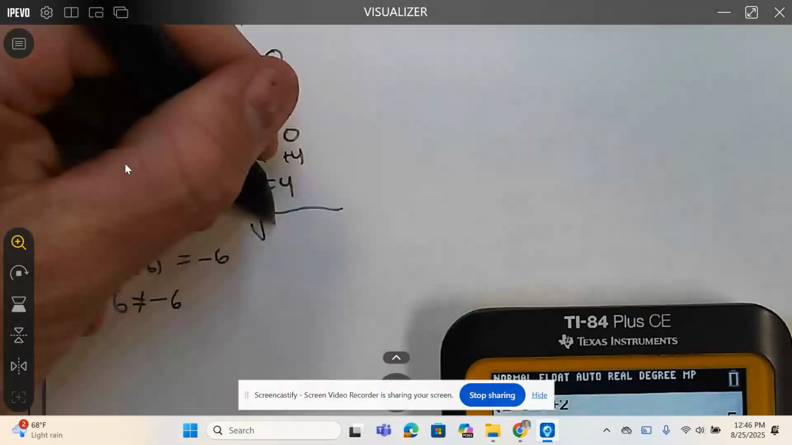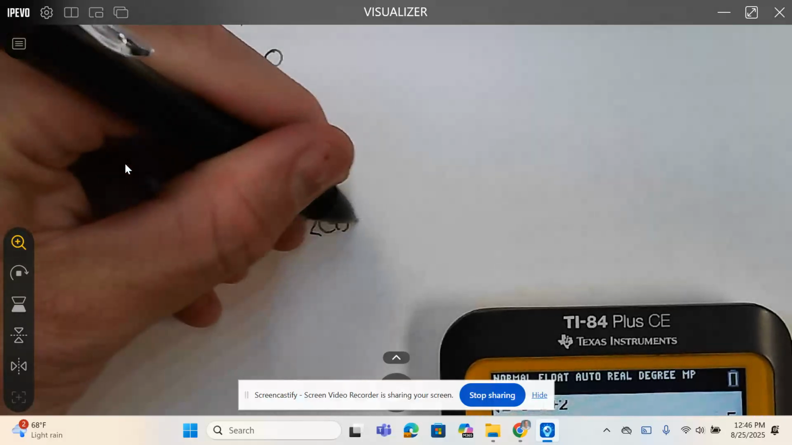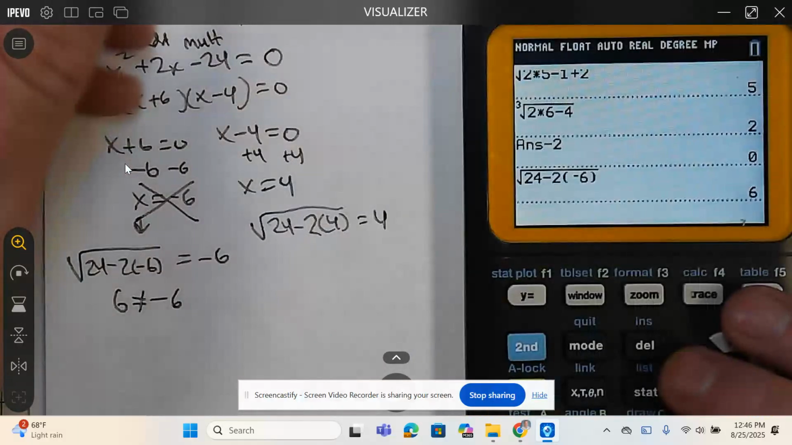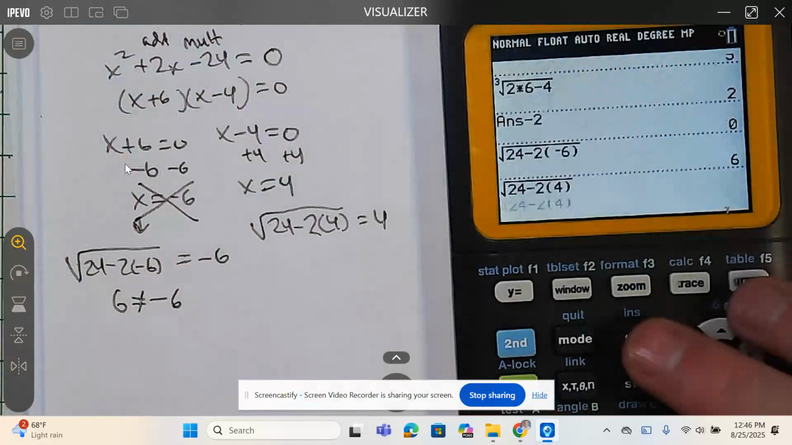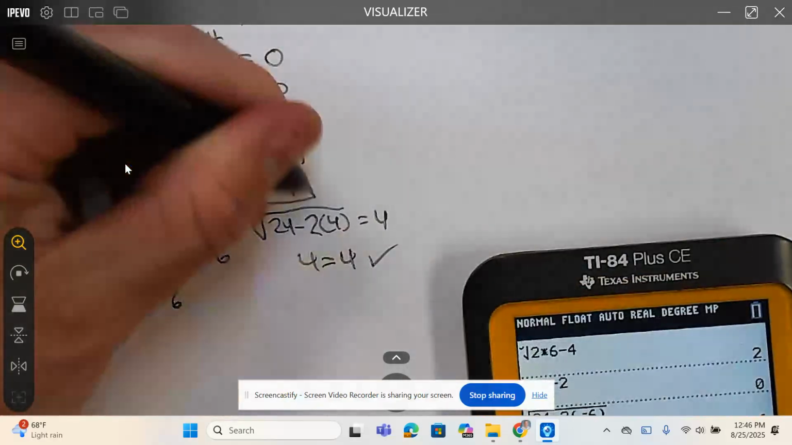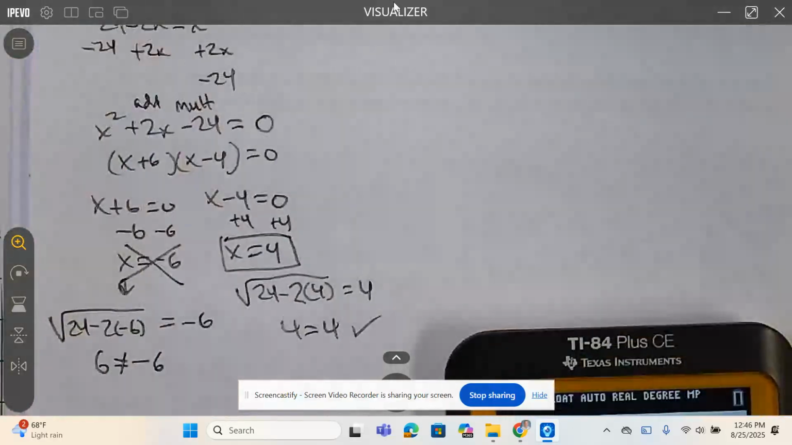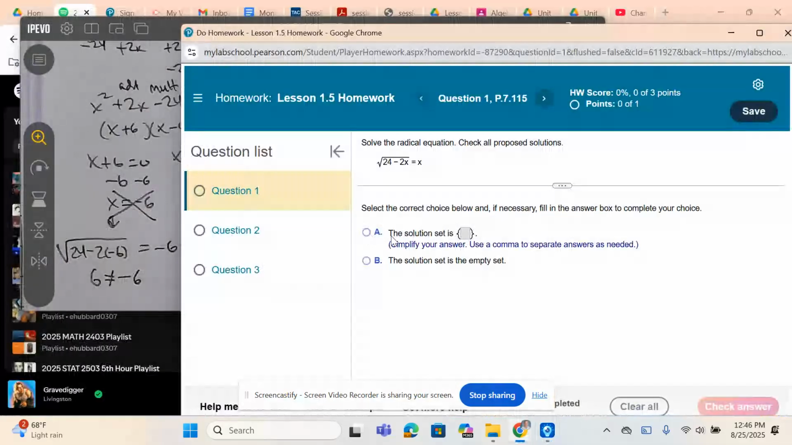Let's try this one. 24 minus 2 times 4. Does that equal 4? That's 4. That one works. We're going to keep 4. Okay. So keep 4. 4 is our solution set.